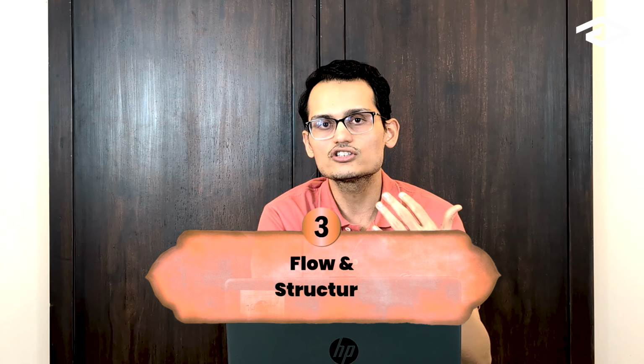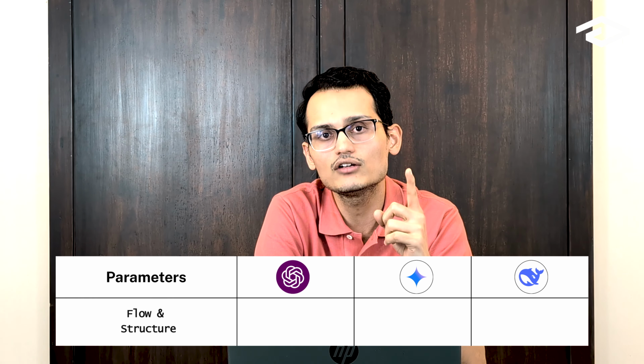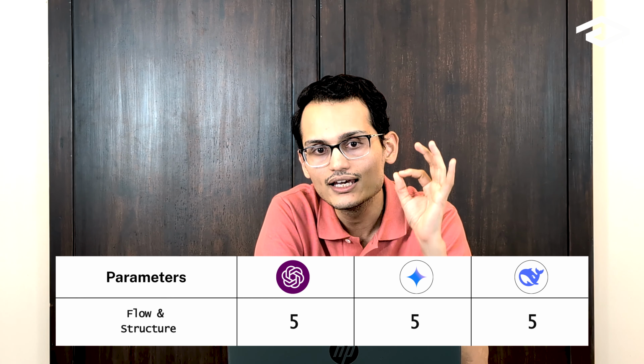The third parameter is flow and structure. Now, flow and structure is very important when it comes to a statement of purpose, because if your statement of purpose doesn't flow properly, then it's going to cause a lot of pain to the person who's reading it, because every paragraph is going to sound out of context or out of place, and so the flow is very important. I have no complaints in terms of the flow and structure for any of these 3 AI tools. All of them did a fantastic job, which is why all of them get a 5 on 5 in this parameter.